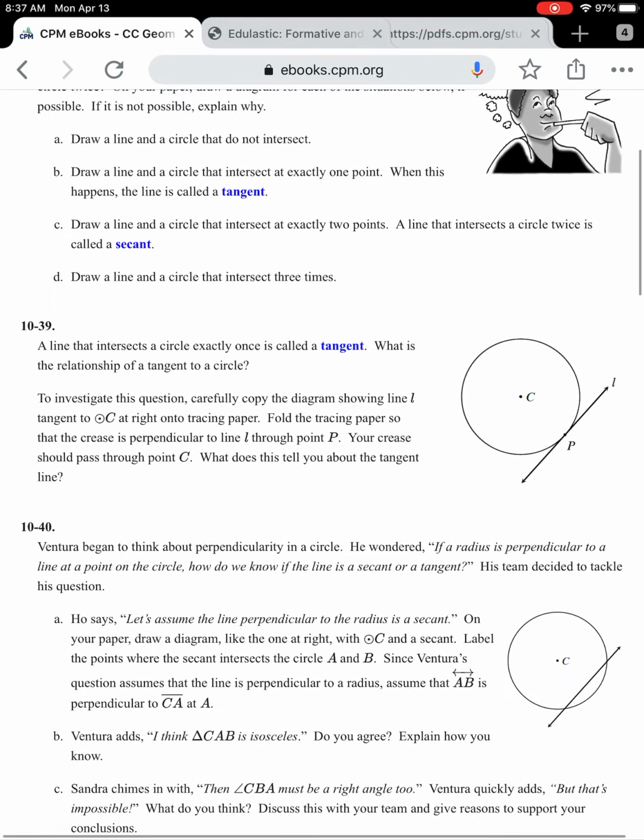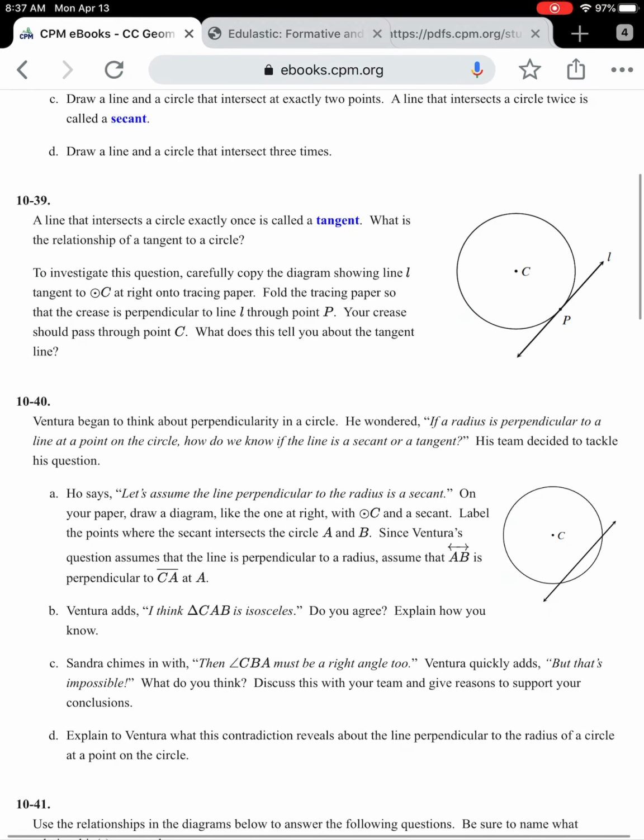So if we look at tangent, they asked you to use tracing paper and do folding, and I know I'm not providing you tracing paper right now, but hopefully you were able to sketch that on your own paper and do a fold to see that at point P, that tangent line is actually perpendicular to the radius drawn from point C to point P. And so that is the property we're looking to use with tangent lines, is that they'll always create a right angle when they are connected with the radius of that circle.